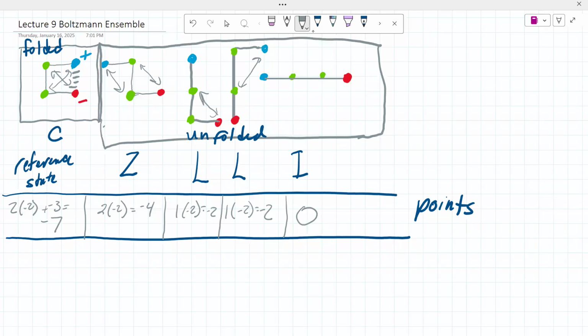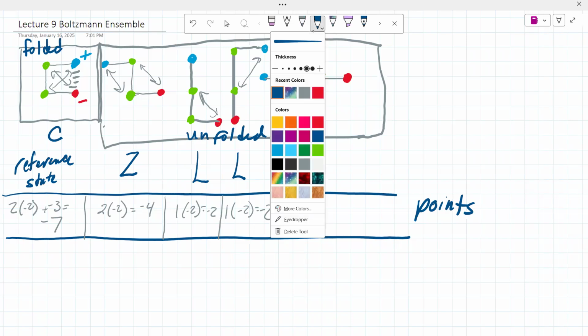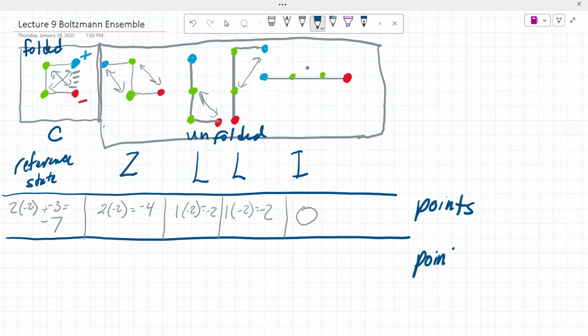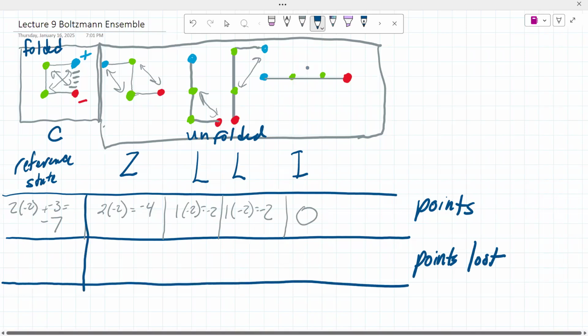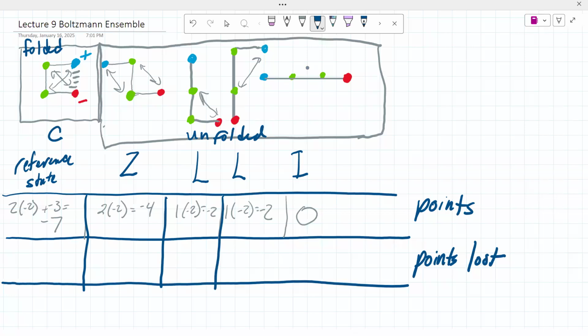All right, so the next thing we want to do is now we want to calculate how many points got lost. So, points lost, which means how much worse off is it than the reference state. So we're gonna do like this. I kind of like having dark lines between these, so I think I'll do dark lines. All right, now this is the reference state, and it's -7, so it hasn't lost any points because that's our reference state.